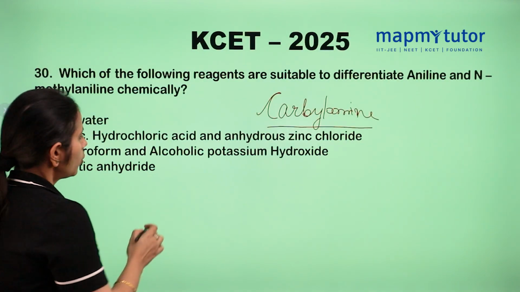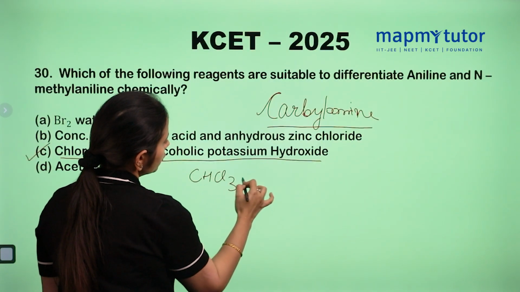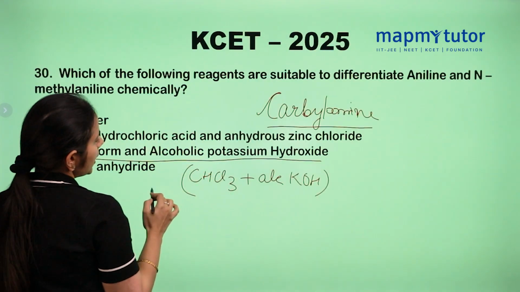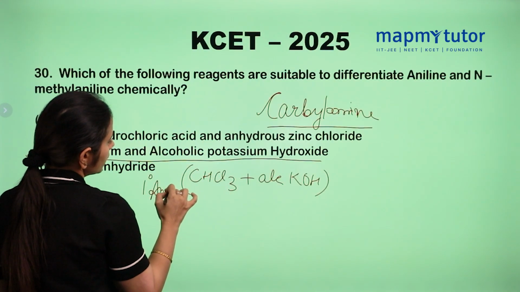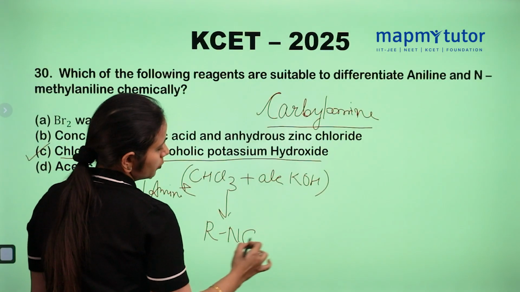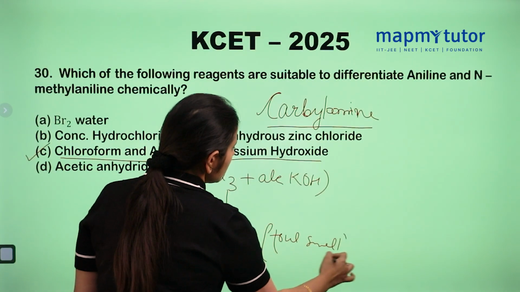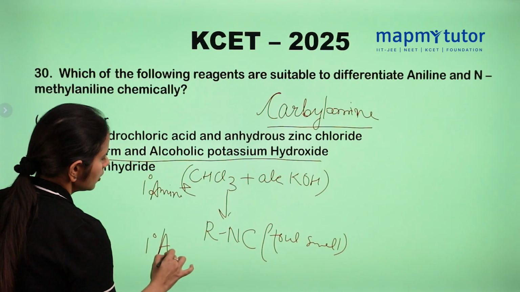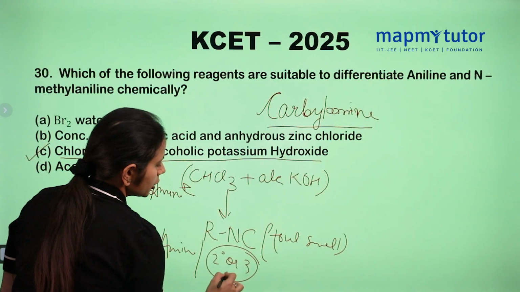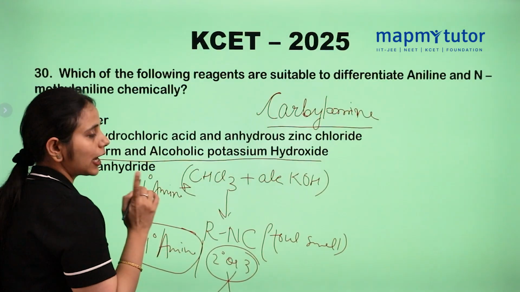potassium KOH. What does this do? Chloroform and alcoholic KOH, when reacted with a primary amine, will give an isocyanide group, which has a foul smell. So it clearly differentiates the primary amine from secondary or tertiary amine. Secondary or tertiary amine will not give this test. Only primary amine will give the carbylamine test.